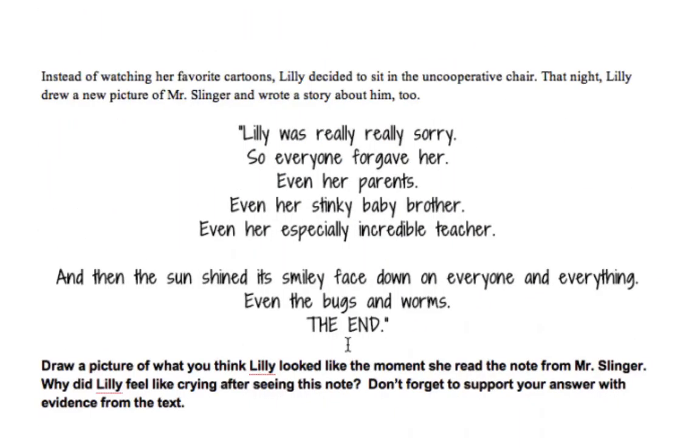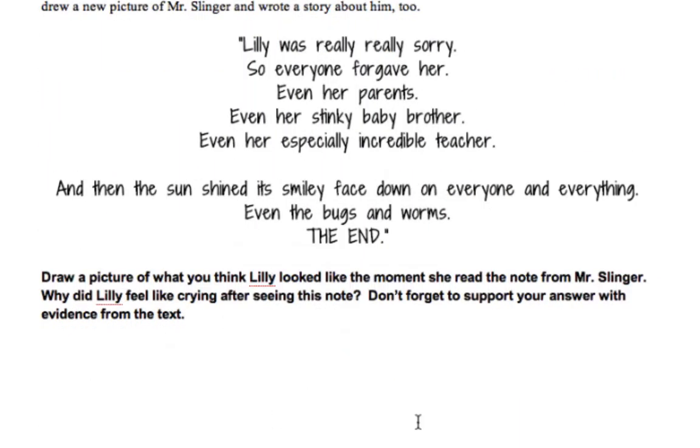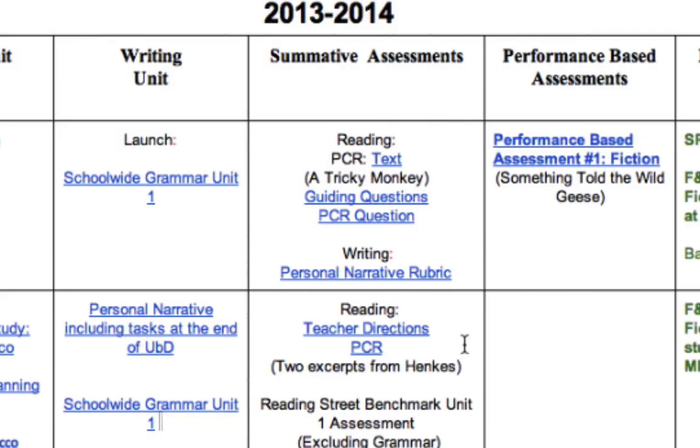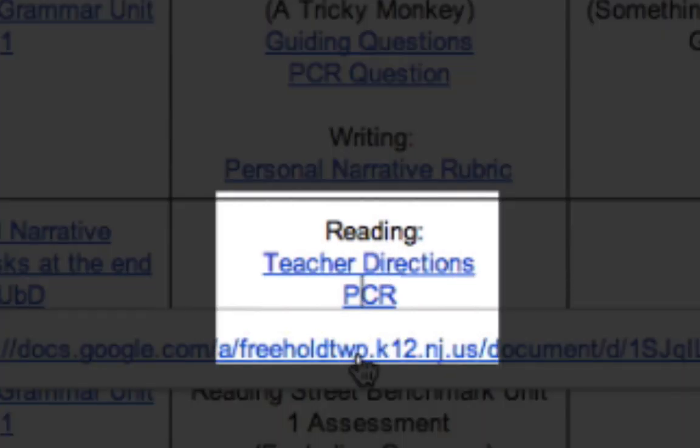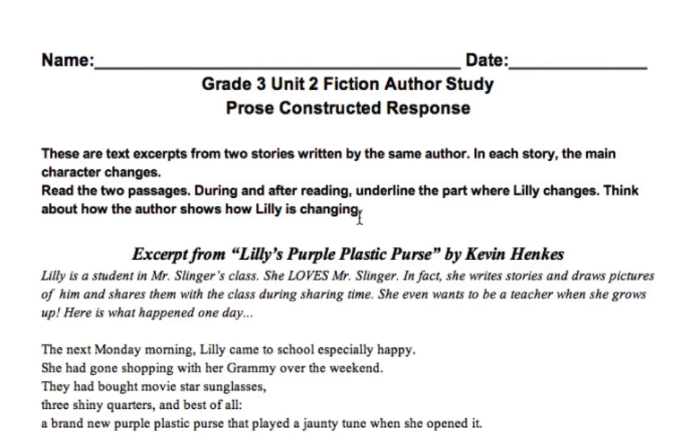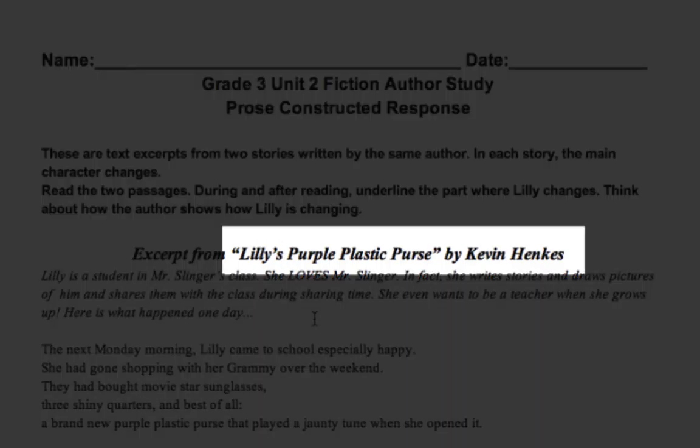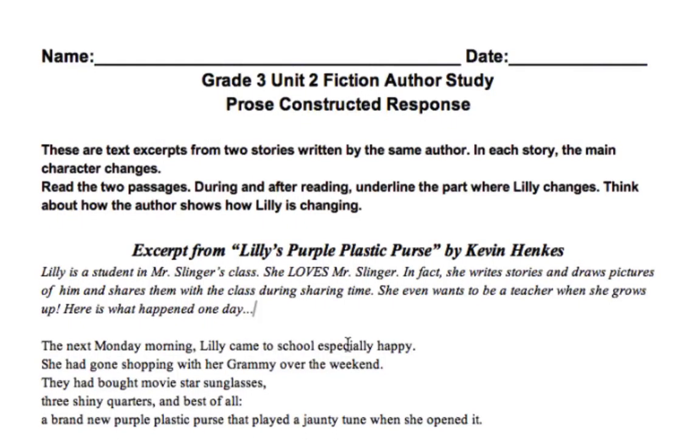We do want to show you what the ending assessment looks like, so you have an idea of where your students need to be by the end. So under summative assessments on this golden curriculum map, we have our PCR that the students need to answer by the end. So here are 2 excerpts from a story written by the same author. The first is Lily's Purple Plastic Purse by Kevin Hanks.